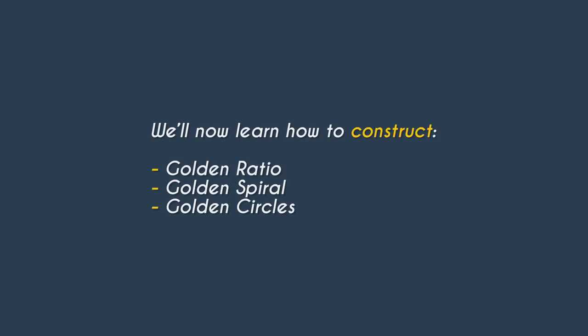So now I'm going to take you through how to construct three different things. First of all, a golden ratio rectangle, which we will use to create a golden spiral. From that, we will find some golden circles, and we'll use those golden circles to create a golden piece of artwork, if that makes sense. A piece of artwork, a logo that adheres to the golden ratio. So let's just dive right in.